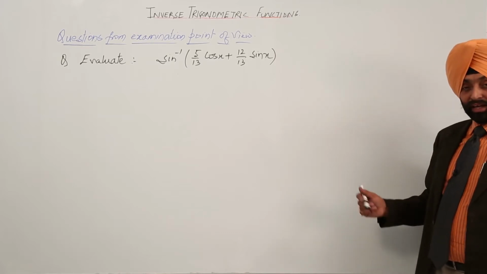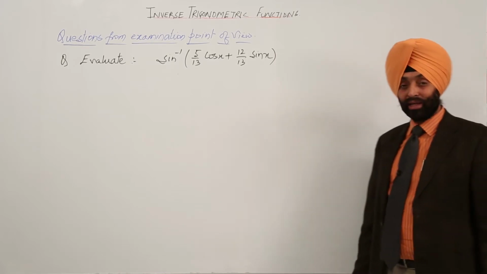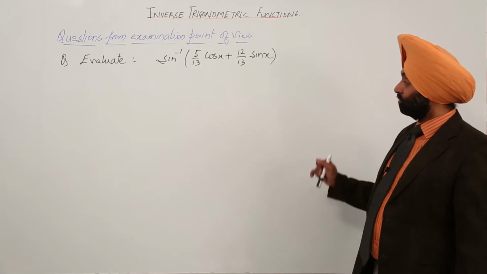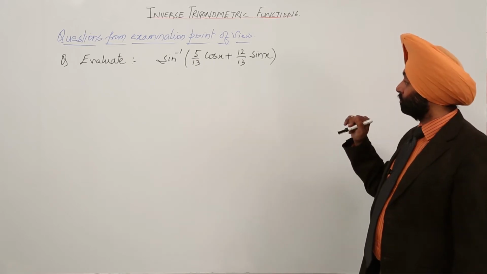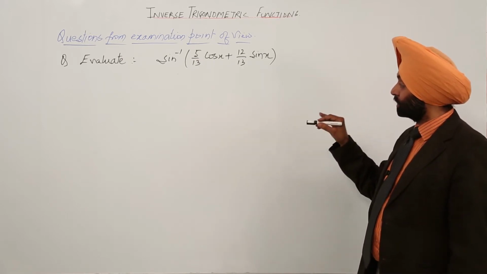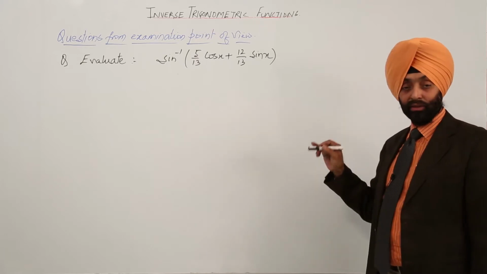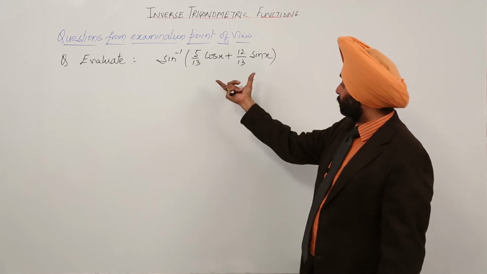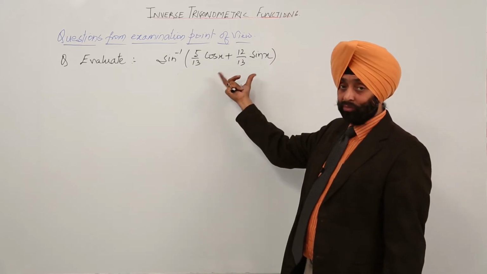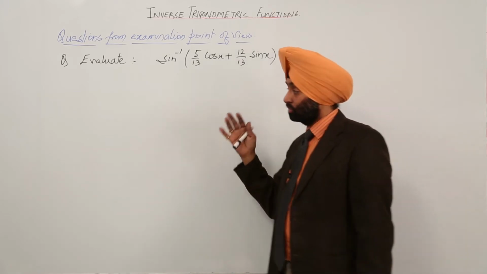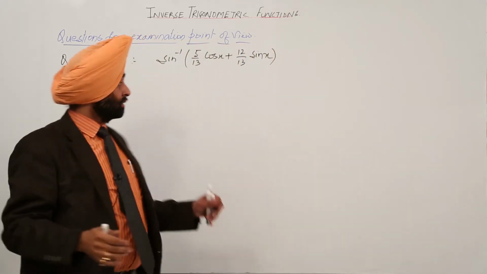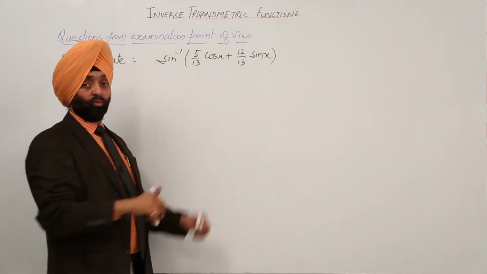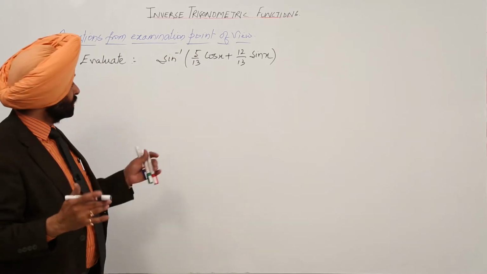Now another HOT type of question. Nice question. Now we have to evaluate this part: sine inverse of 5 by 13 cos x plus 12 by 13 sin x. Outside is sine inverse, so we have to express this in the simplest form of a sine function. Okay, so let's check it.